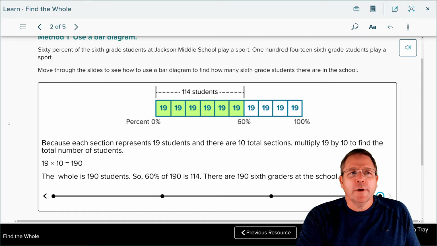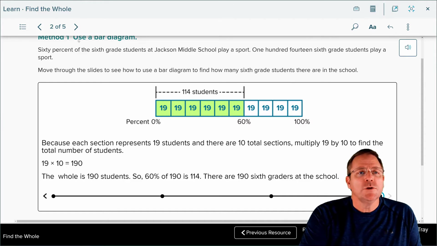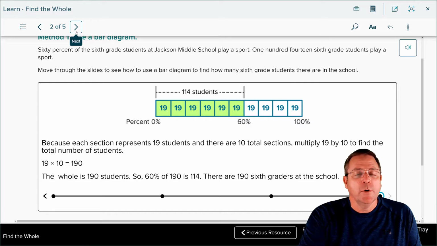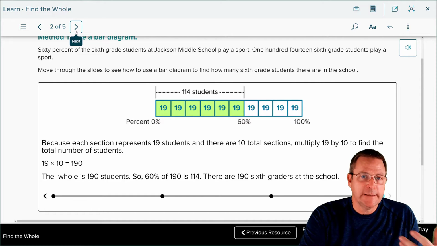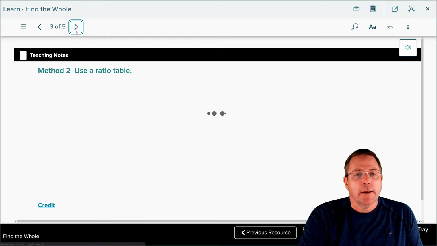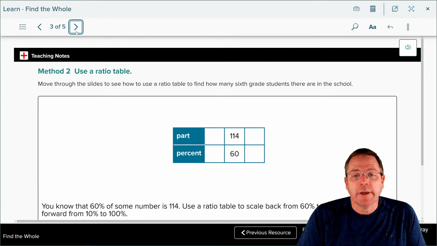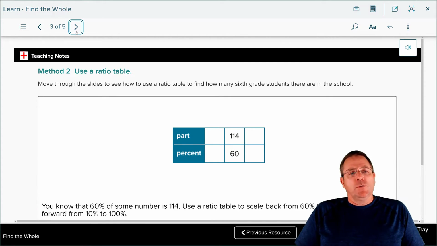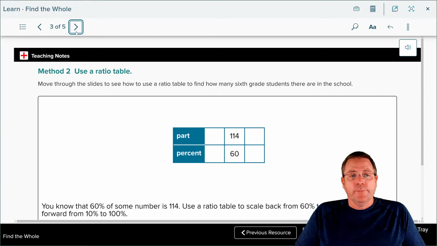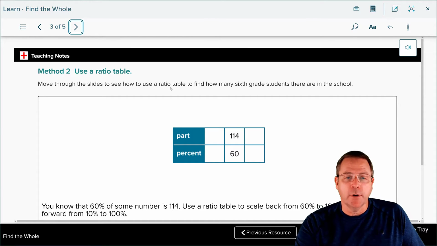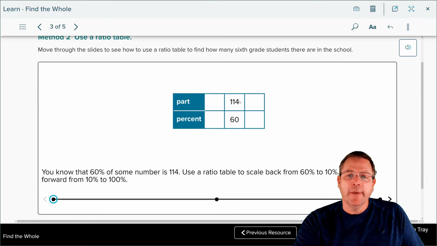Now that shows the bar diagram method, but there are other good ways you can use to solve this as well. And the textbook does a great job of showing you lots of different ways to get to your answers and allowing you to explore and use what's best for you. The next method they show us is going to be to use a ratio table. And you can see in the ratio table they put up your part on top and your percent on the bottom. And then they said, well, we know that 114 is going to equal 60, and they put that in the middle because this number right here, that's got to be your 100.